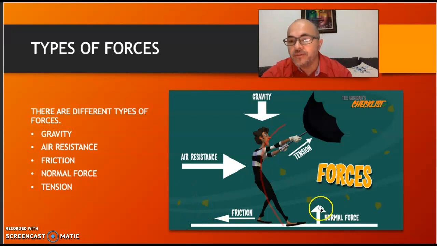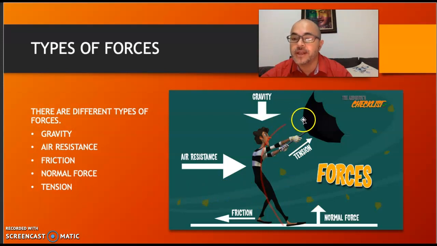Later we have the normal force that the planet Earth provides. That's a force that makes the floor push you up, so it doesn't let you sink into the floor. Okay, and next we have the tension force.